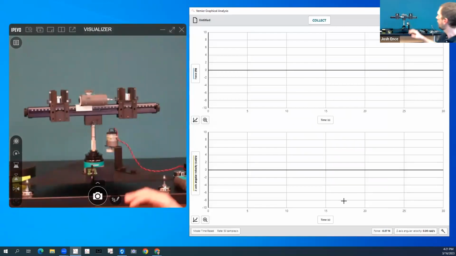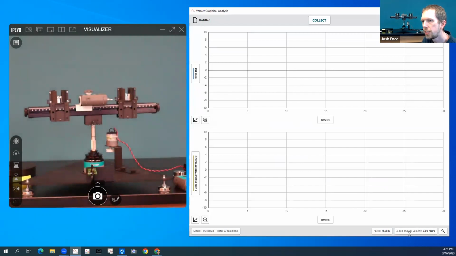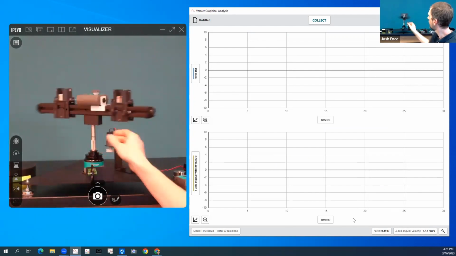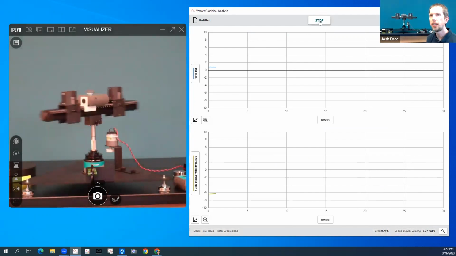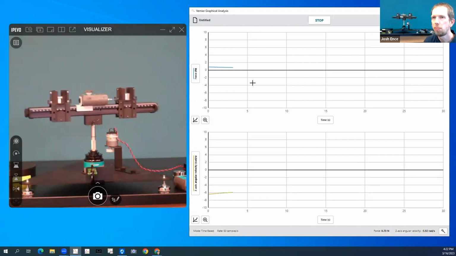And I can see here in the lower right-hand corner that my angular velocity is just about 0. That's what I expect. I'm going to zero out my force sensor. And I'm going to spin this up here and start collecting data.